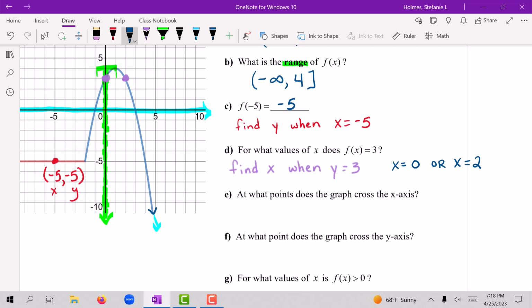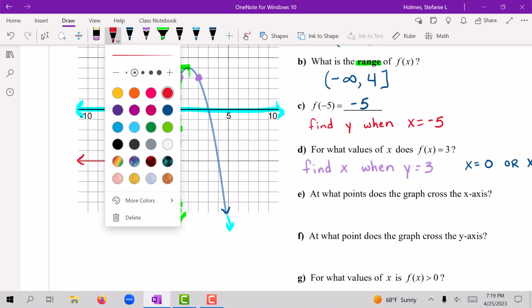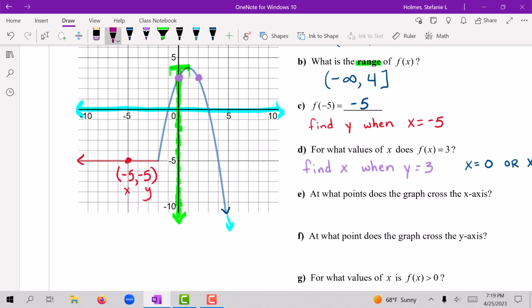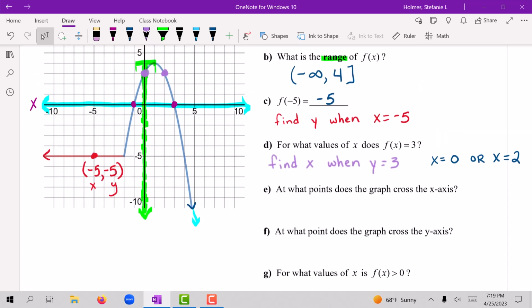At what points does the graph cross the x-axis? So remember, x-axis is this one. So where does it cross? At this point and this point. So those points are negative 1, 0, and 3, 0.